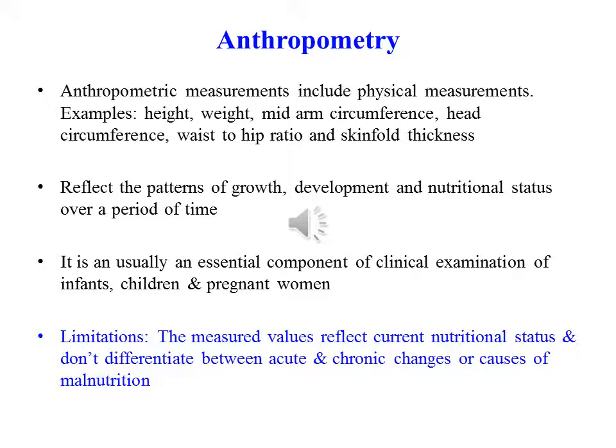The limitation which hampers its utility is that you cannot differentiate. That's the only limitation actually, but still it's a widely used method. You cannot differentiate between chronic and acute malnutrition, although it's possible by looking at the height in children, but not for all age groups.